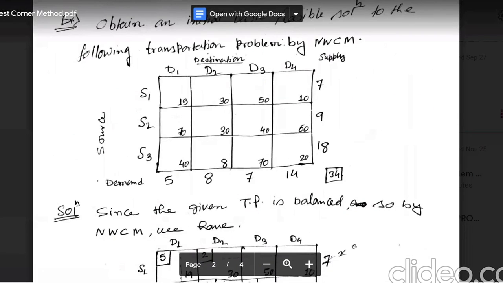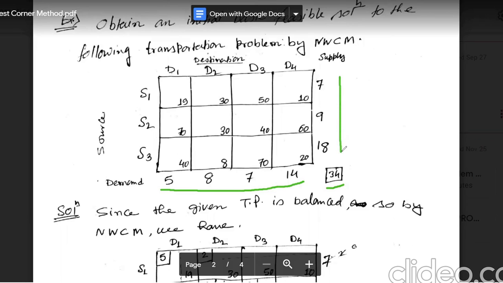So let us see this problem. The question is: obtain an initial basic feasible solution to the following transportation problem by the northwest corner method. Before applying this method, the first step is to check whether the given transportation problem is balanced or not. So how to check? You need to add the total demand. The total demand is 34: 5 plus 8 plus 7 plus 14 is 34. Then you need to check the total supply.